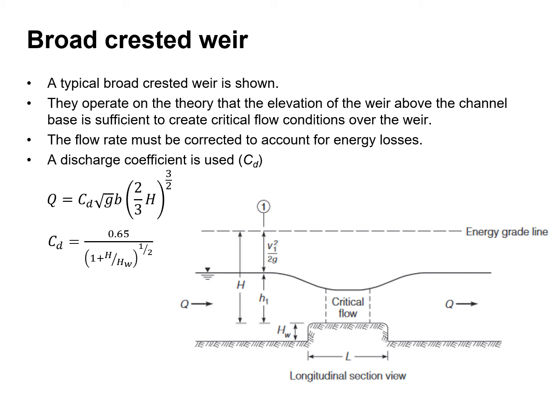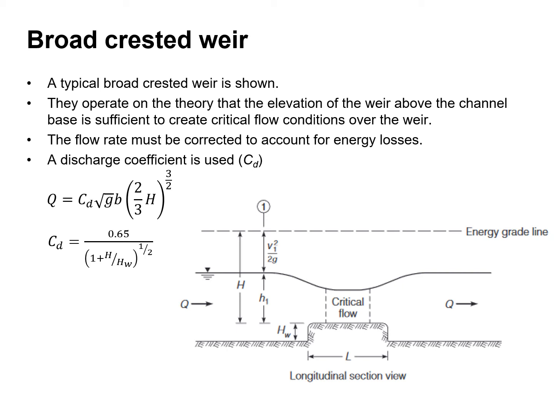They operate on the theory that the elevation of the weir above the channel base is sufficient to create critical flow conditions over the weir. The flow rate must also be corrected to account for energy losses, and we do this by using a discharge coefficient, C subscript D. The quantity of flow and C subscript D can be calculated as shown below.